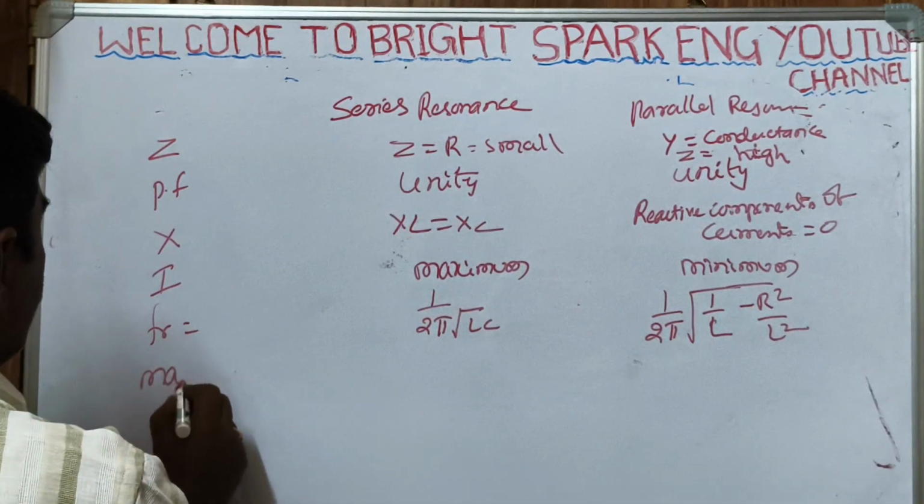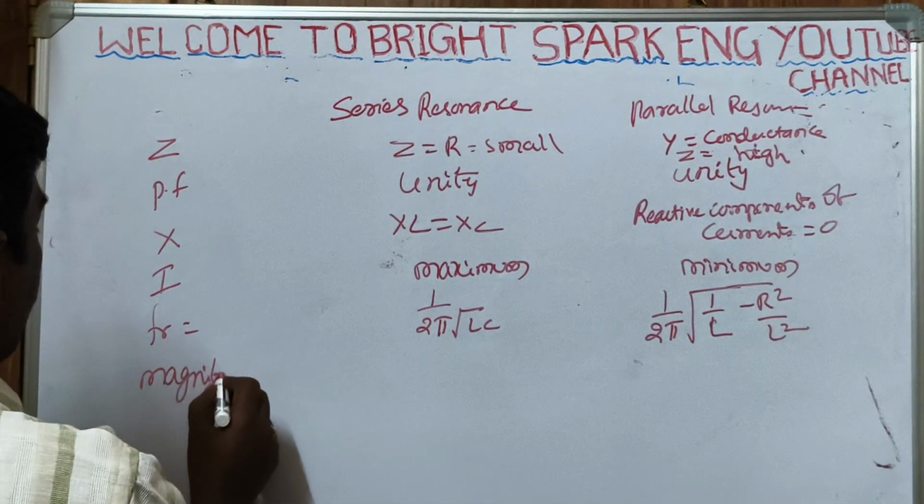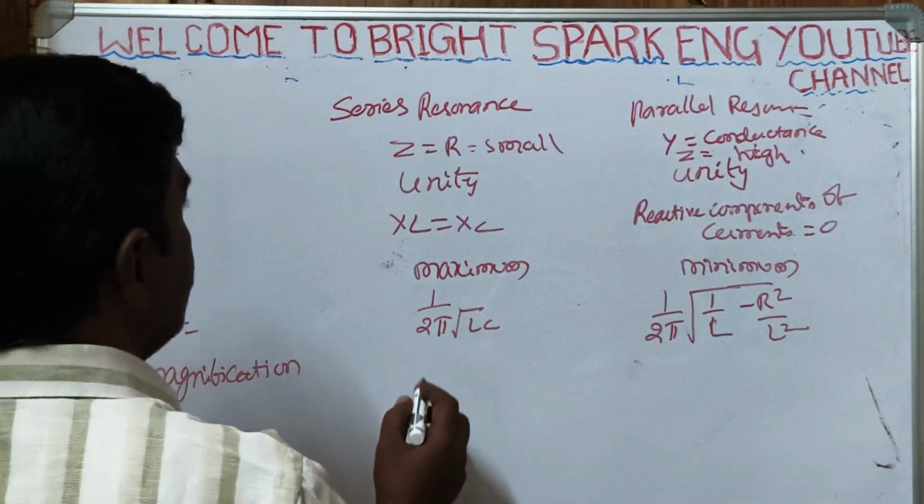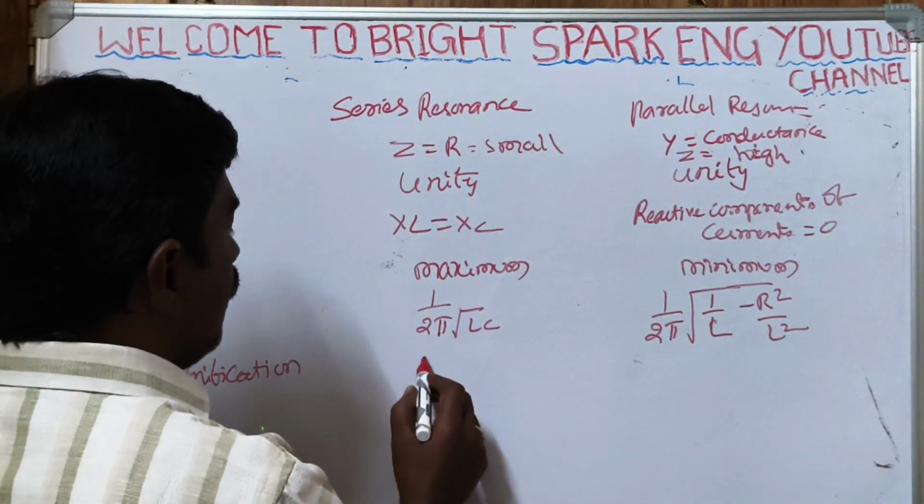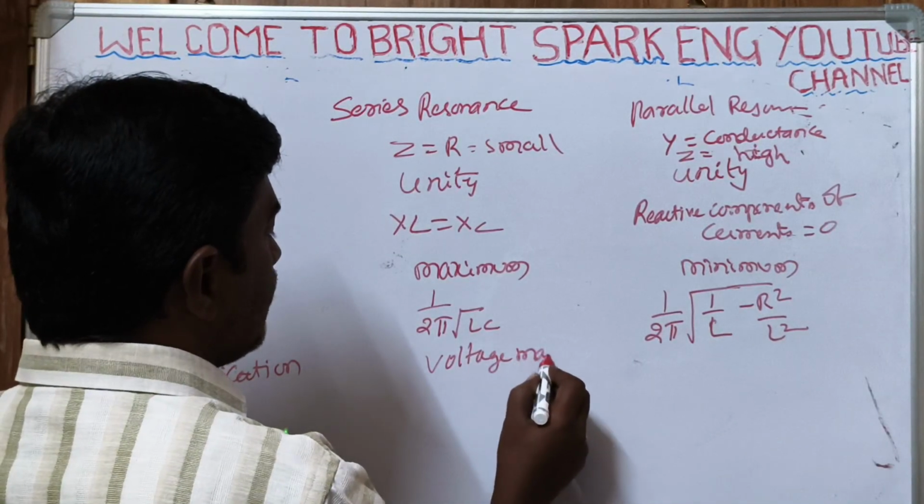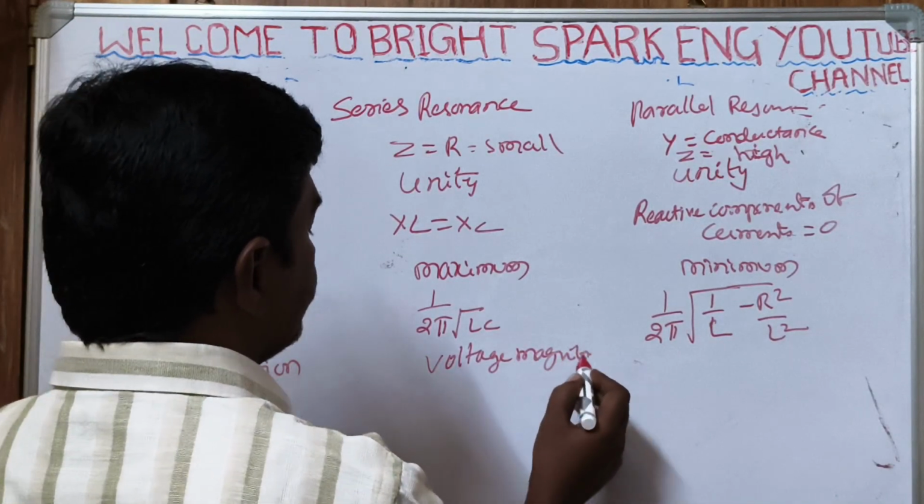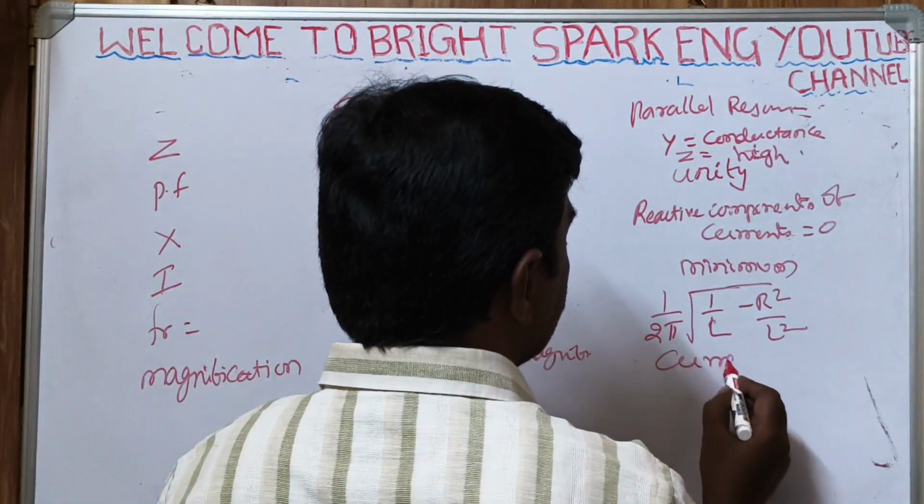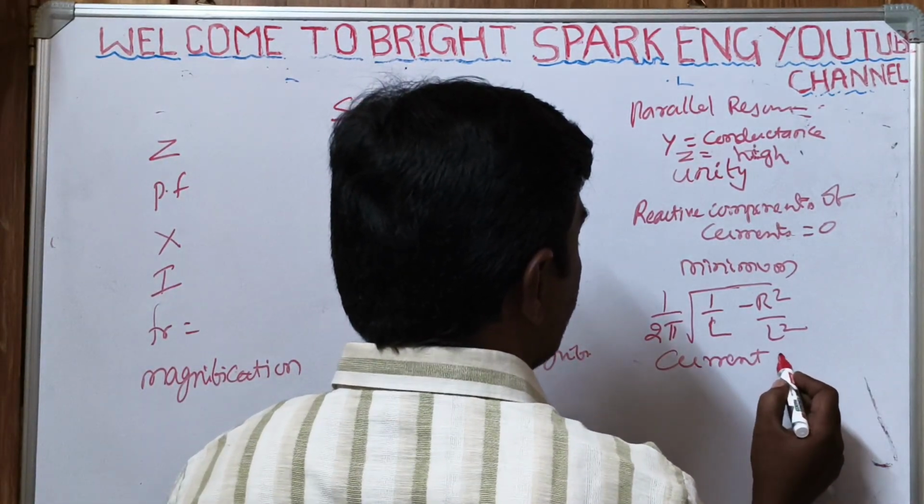Magnification. In series resonance circuit, voltage magnification occurs. Voltage magnification. In parallel resonance circuit, current magnification occurs.